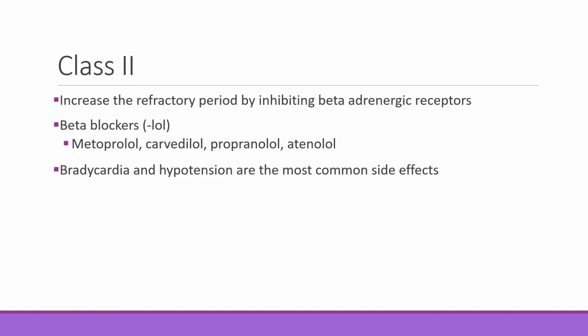Class 2 agents include most of the beta blockers that you're familiar with. These increase the refractory period by inhibiting beta adrenergic receptors. And so you'll see metoprolol, carvedilol, propranolol, and atenolol in this class. Bradycardia and hypotension are the most common side effects seen here.